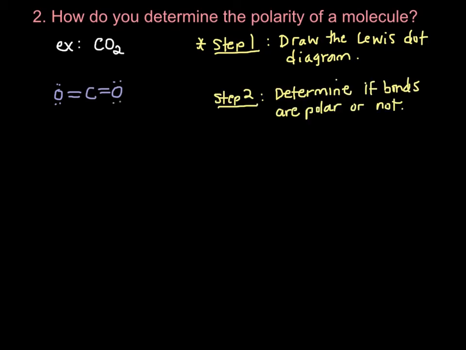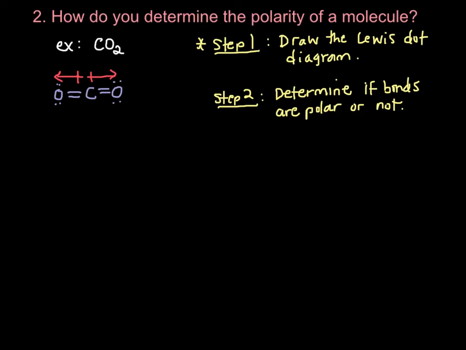So the second thing you would want to do is determine whether or not the bonds are polar. In this case, our bonds are polar, with the electrons being pulled away from the carbon and towards each oxygen. So these electrons are being pulled towards this oxygen, and these electrons are being pulled towards this oxygen. You should, at this point, feel pretty comfortable determining the polarity of a bond using electronegativity differences.